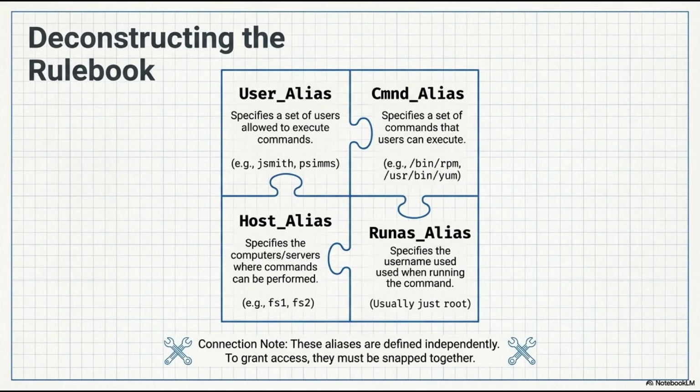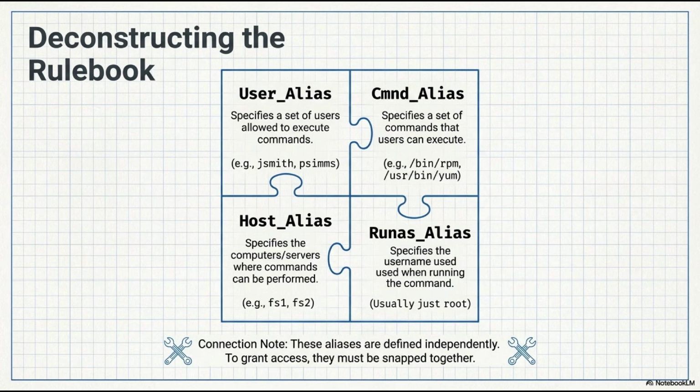This breaks down the syntax. I mean, it looks like a complex programming language. It looks intimidating, but it's really just a system of 4 defined variables called aliases. It's essentially a logic puzzle. Let's unpack the logic. Sure. The first piece is the user alias. This defines the who. It is a variable containing a list of standard user accounts. Right, so like JSmith or Sims.